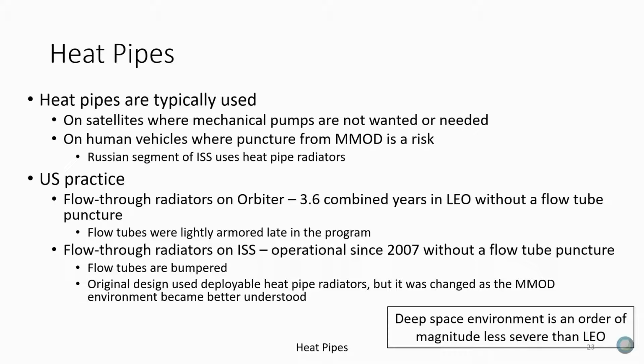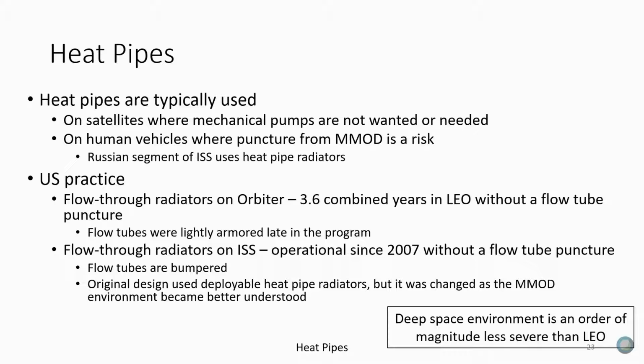But our practice, so the flow-through radiators on the orbiter, we had flow-through radiators, combined 3.6 years in orbit between the vehicles, no flow tube punctures. They did have radiator punctures where they had MMOD puncture of the radiators, but never hit a flow tube. Early in the program, these were just aluminum tubes that were bonded to a thin aluminum face sheet, so they were kind of out there. Later on, they took a half-inch wide strip of thin aluminum, about 40 thousandths, laid it down over the flow tube to give it a little bit of armor. And that actually occurred after the Challenger accident, as it was phased in over time.